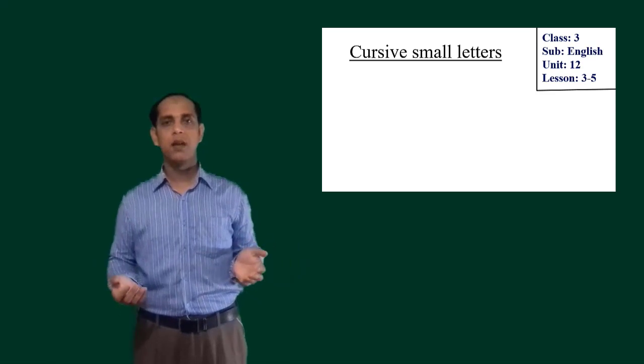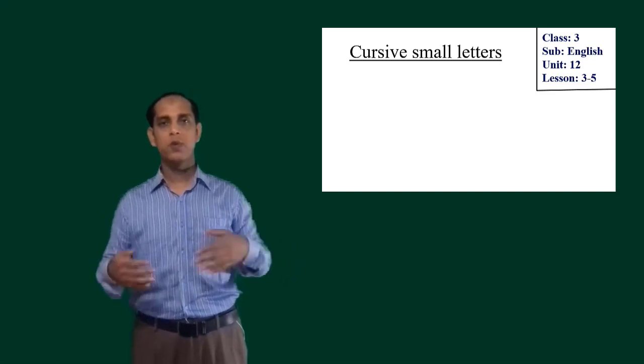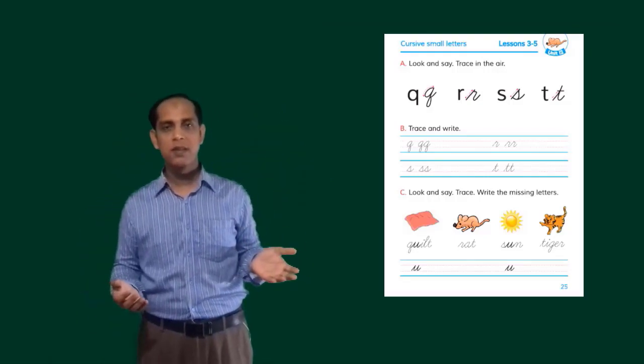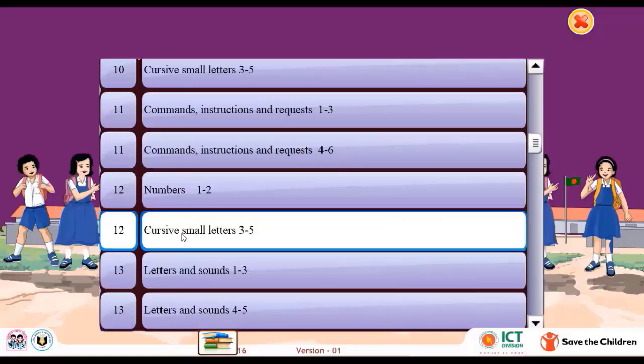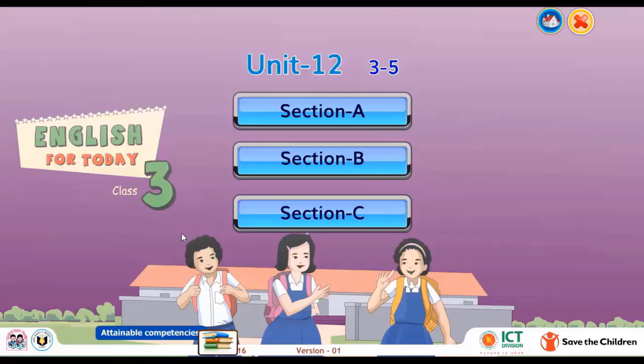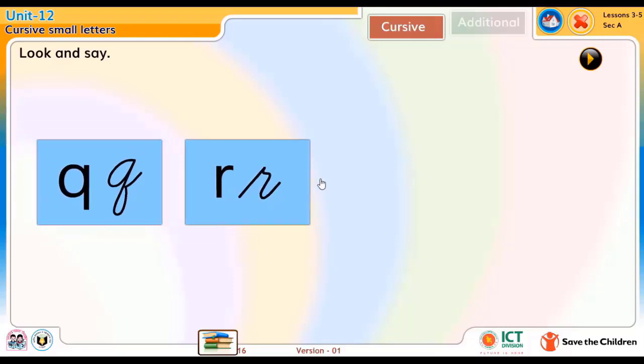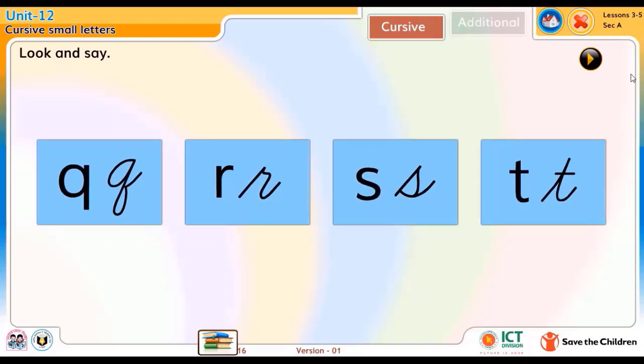My dear students, now open your book at page 25. Have you got it? Yes. Okay. Unit 12, cursive letters, lesson 3 to 5. Section A. Look and say. Q, R, S, T. Students, look and say. Look and say. Students, again. Look and say.